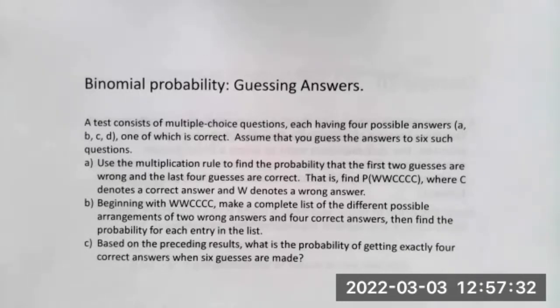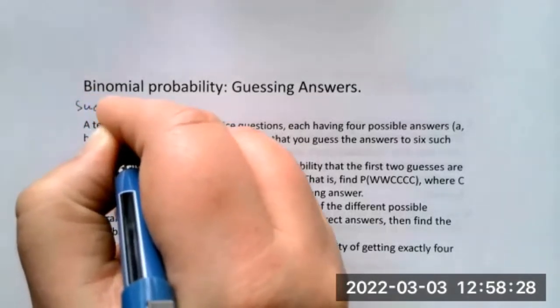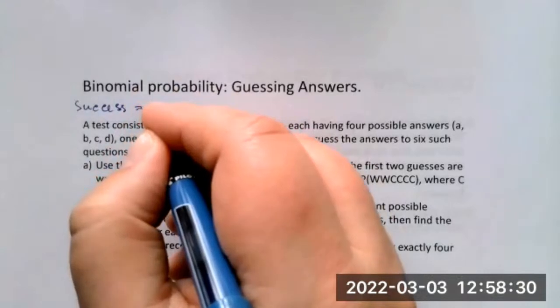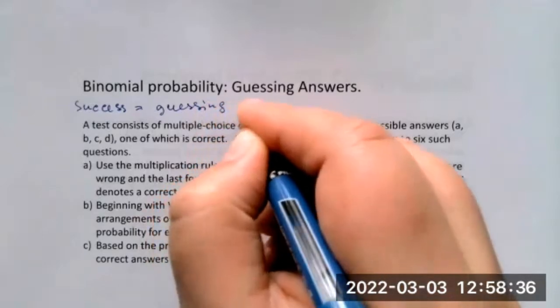So this says a test consists of multiple choice questions, each having 4 possible answers, A, B, C, or D, one of which is correct. Assume that you guess the answers to 6 such questions. I want to stop here for a second and write down a couple of things. So first of all, success, what do we consider success? Success is guessing a correct answer, right? Guessing correctly.